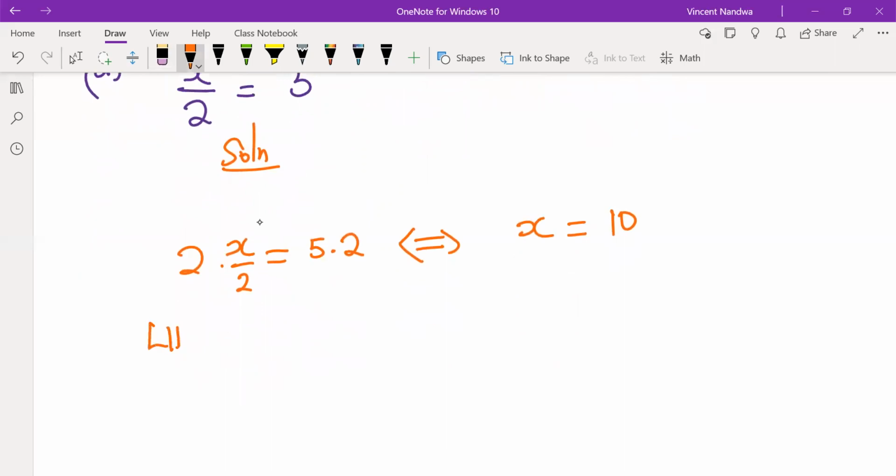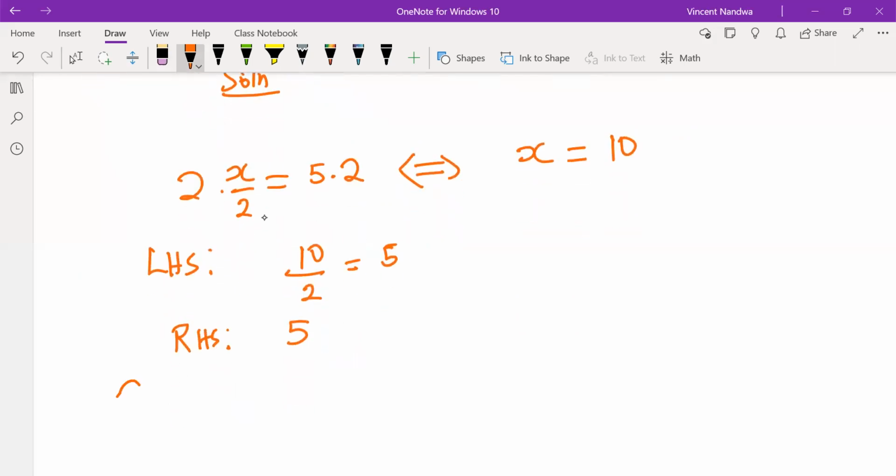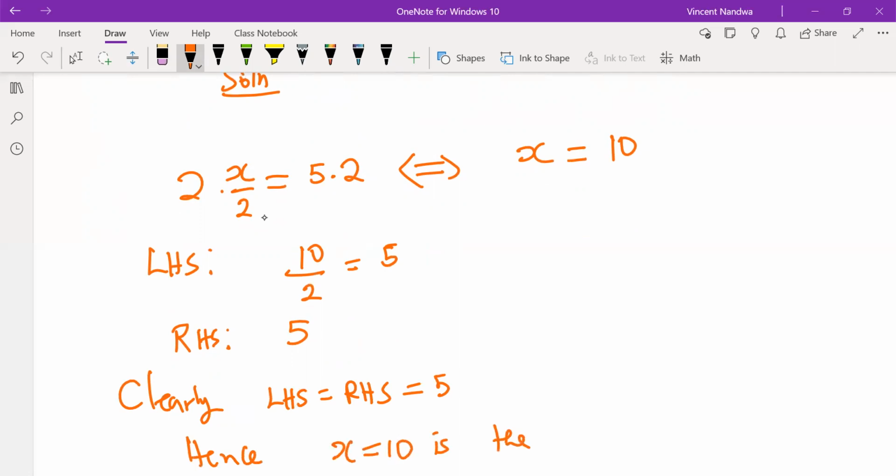And left-hand side on checking will be 10 over 2, which is 5. Right-hand side is actually given by 5 from the equation. So clearly, left-hand side equals to right-hand side equals to 5. Hence, x equals to 10 is the solution.